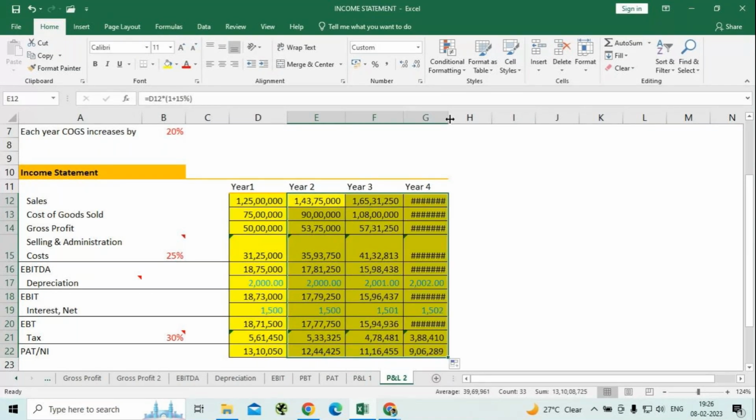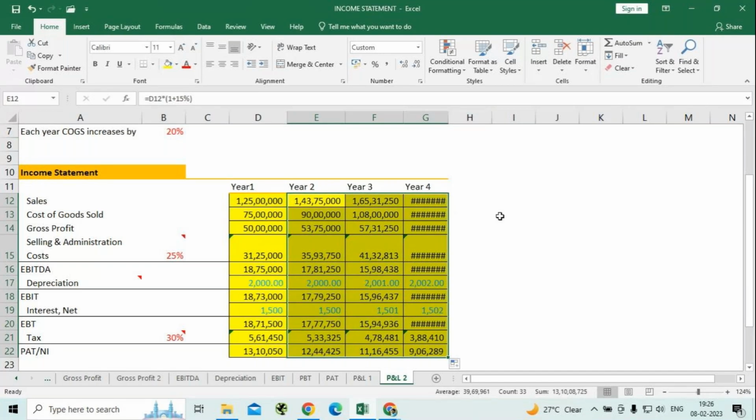Whenever you see values with these hashtags, that means this particular area is not enough for the content inside that cell. Do not think it is an error. It is because of congested space. The content does not fit in the cell size, so you have to increase it.